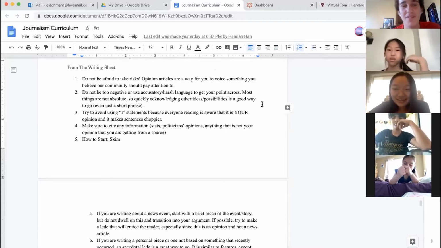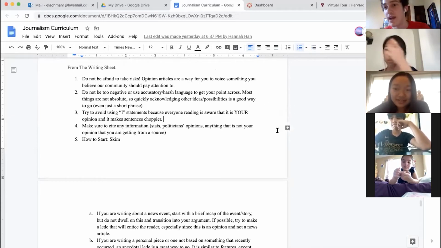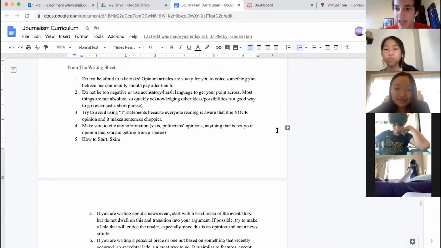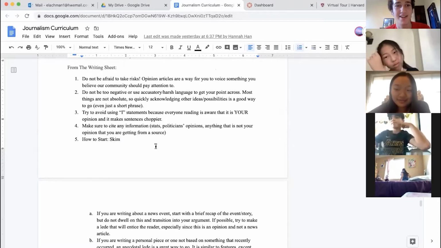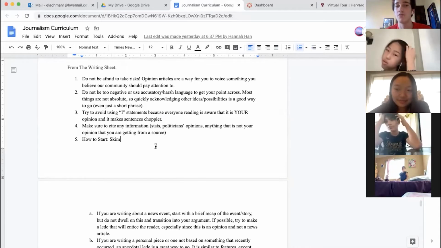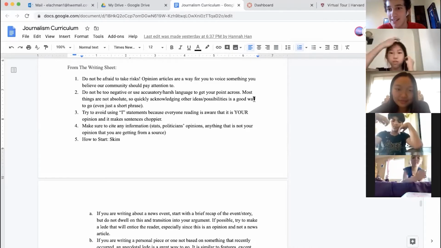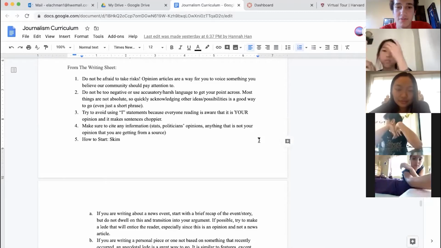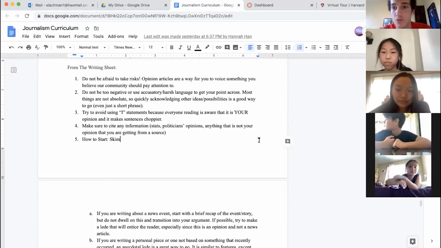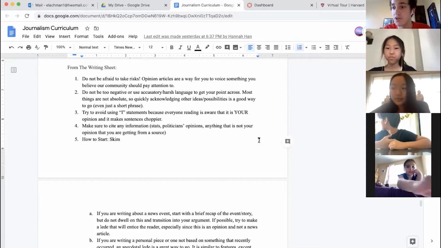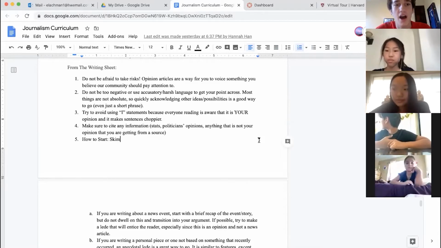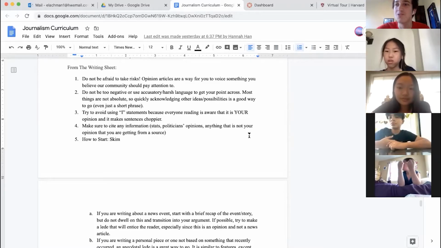And then going forward, this is from our writing sheet that we made for our own newspaper for the opinion section. In general, you want to make sure you're not afraid to take risks when you start writing an opinion, because it's something that you believe is important, other people should know about, and that you're passionate about. And you also don't want to be too negative or rant or be accusatory and harsh, because like Hannah said before, it's absolute, and also no one really wants to hear that. That'll just drive them away a little bit.